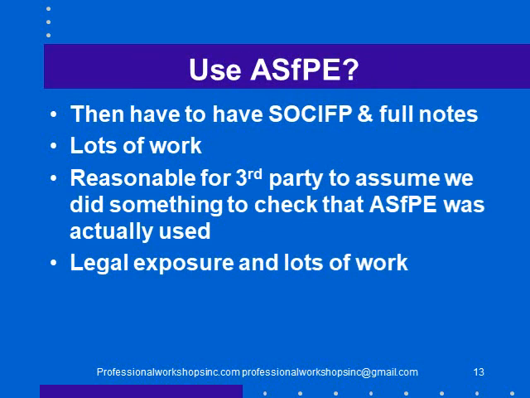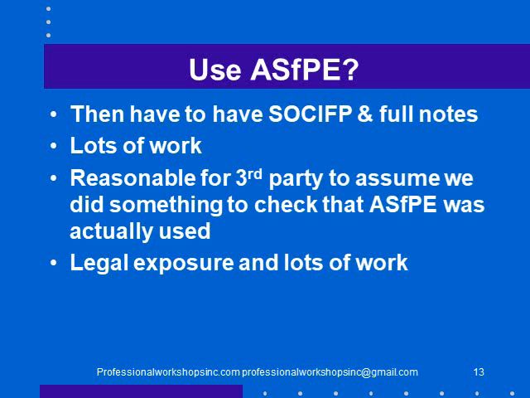Now, some people have said in their statements, well, we're using accounting standards for private enterprises. Well, if that's what you're doing, then you have to have a statement of changes in financial position and full and complete notes. And it's a lot of work just to do that. And if a reasonable third party sees that you have prepared a complete set of financial statements with a complete set of accounting standards for private entity notes, they're going to assume that you've done something to make sure that. And I guess in order for you to make sure that all the notes are there as required, well, now you'd have to start to do some work to figure out what notes are required.